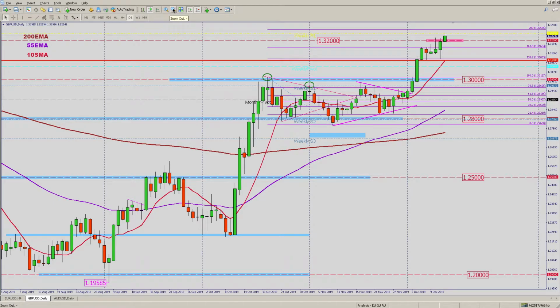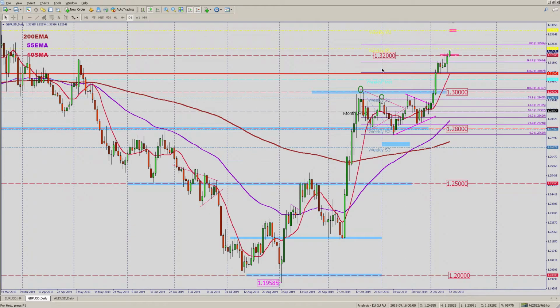Now, there's also the ECB rate decision coming up, so that will impact the euro, and not too much on the cable, as I don't think the ECB is making any major changes or announcing any major policy changes.